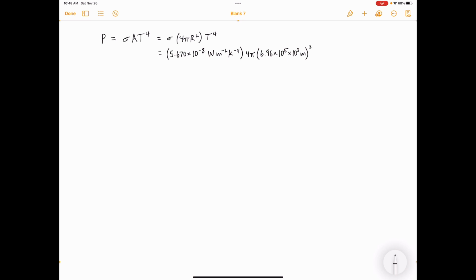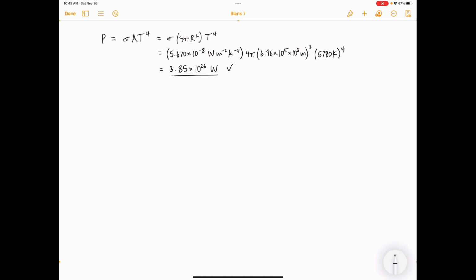Notice how meters squared is going to cancel. Then we have the temperature. Again, this has to be given in Kelvin for this to work. So we have 5,780 Kelvin, and we have to take that to the fourth power. Notice how units of Kelvin to the fourth power also cancel, and we're just left with watts. If you do the calculation, you'll get 3.85 times 10 to the 26 watts. And that is actually extremely close to the actual experimental value.